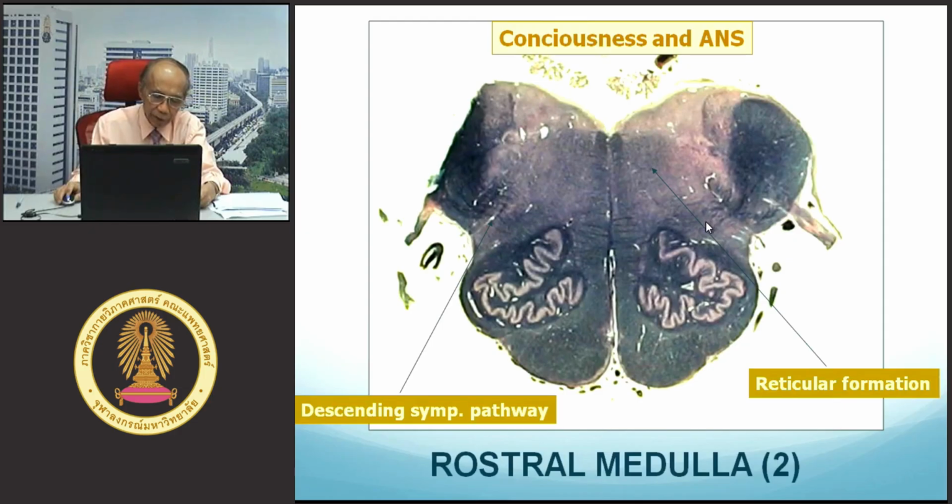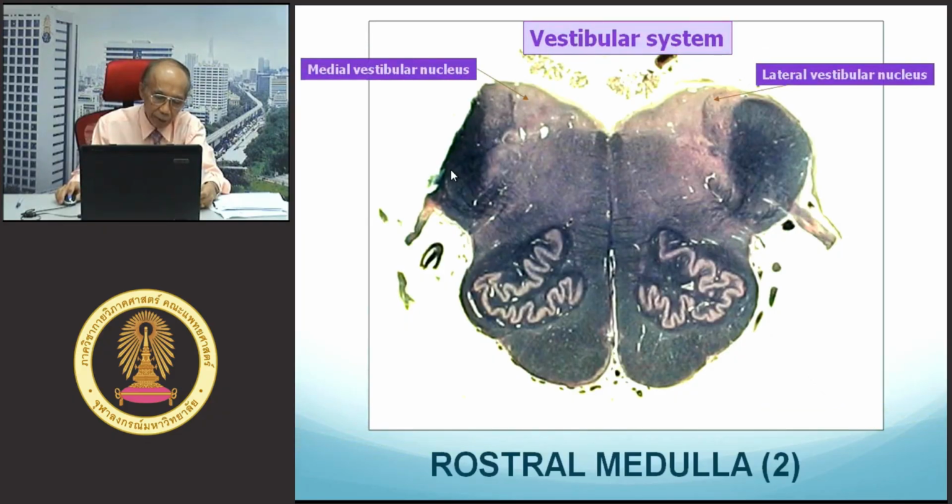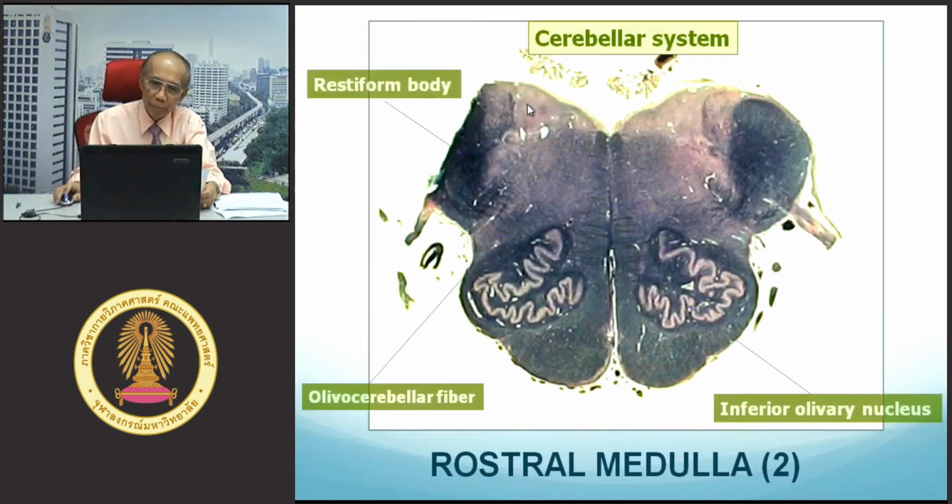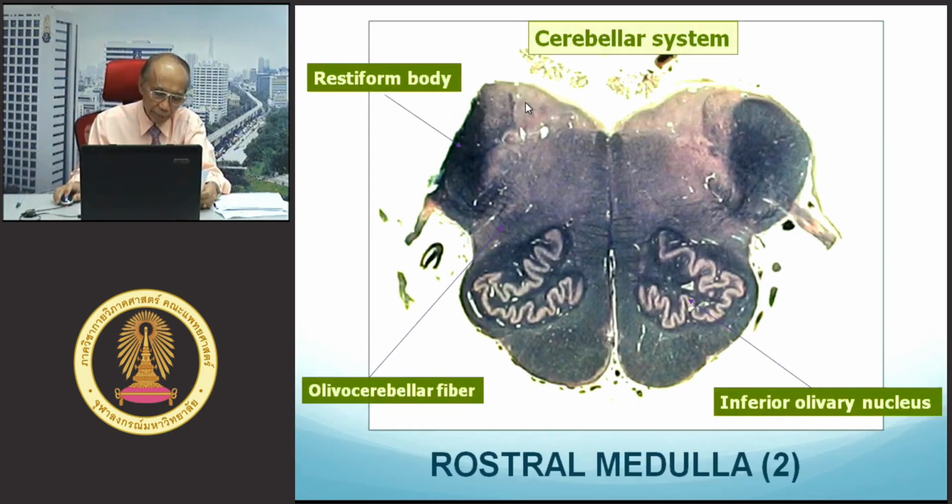Number 4. Consciousness and autonomic nervous system include reticular formation and descending sympathetic pathway. Number 5. The vestibular system will include lateral vestibular nucleus and medial vestibular nucleus. The cerebellar system includes restiform body, olivocerebellar fiber, and inferior olivary nucleus.